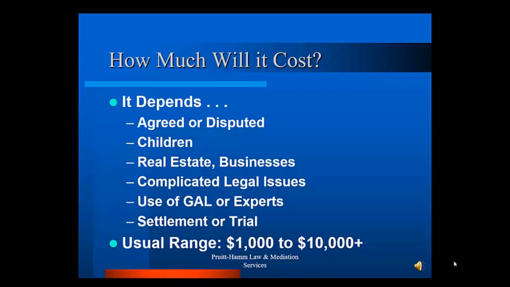So how much will it cost? Well, it depends on a number of factors. Whether it's agreed or disputed is probably the biggest factor. Whether there are kids involved, that's a big factor. Whether there's real estate or businesses or complicated legal issues. Whether you need to use a guardian ad litem or a parenting evaluator or other experts, real estate appraiser, etc. Those all contribute to the costs if you need them. And obviously whether you can settle and how early you can settle, or whether you actually go to trial and have a judge decide things.